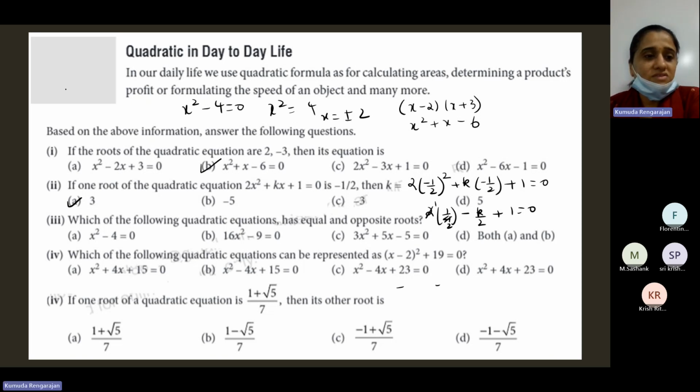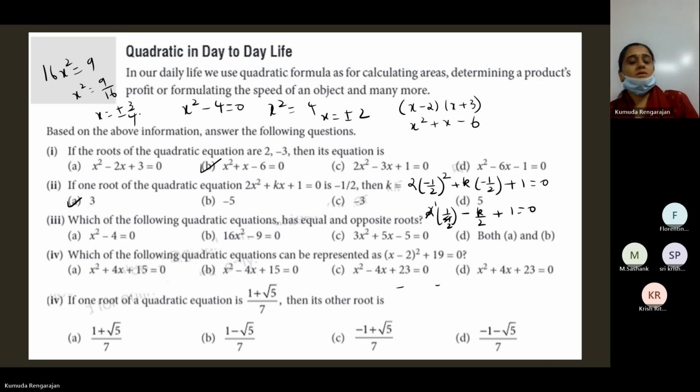In the second one, 16x squared is equal to 9. X squared is equal to 9 by 16. So x is equal to plus or minus 3 by 4. So if the x term is absent, you have only x squared and a constant. When the x term is absent, the equations will have equal and opposite roots. So both A and B.